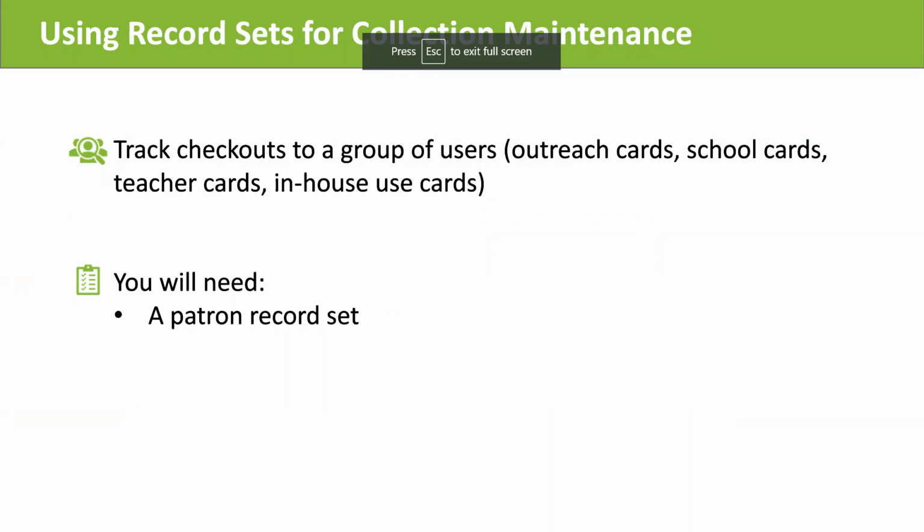Okay, our next example is going to look at how patron record sets can help manage checkouts for a group of users. So you can use record sets to check on items checked out to a particular type of card, like school cards, teacher cards, outreach patrons, or even in-house cards. Again, this activity doesn't require any special permissions or tools. So any staff member can do this. All you need is a patron record set.